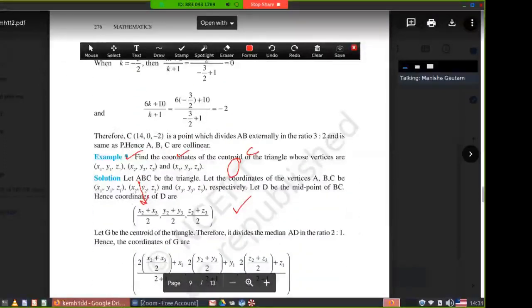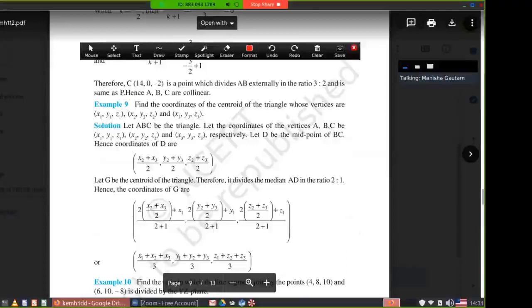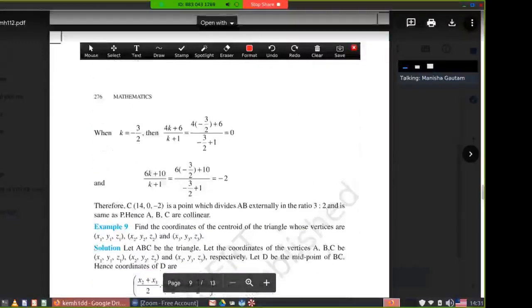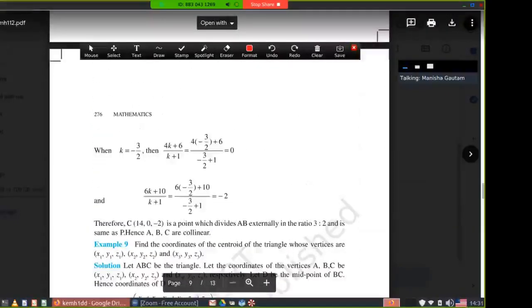Now further, in example number 9, find the coordinates of the centroid of the triangle whose vertices are this, this and this. Let's discuss this question. Example number 9. I just want to show you what the figure is. When I am talking about the centroid, what is the meaning of this?